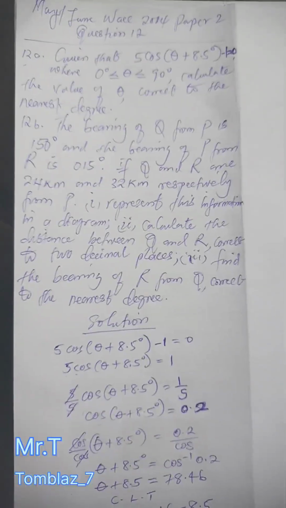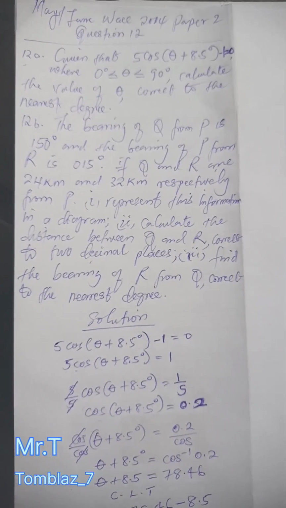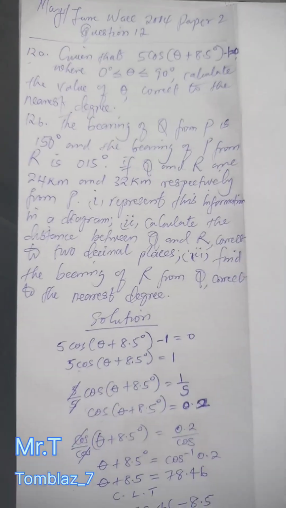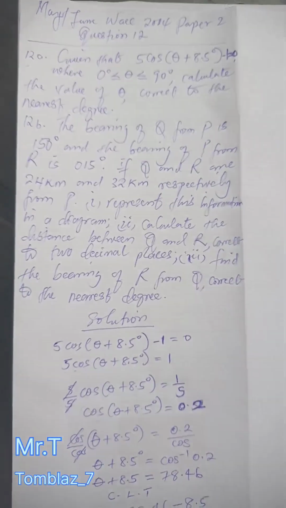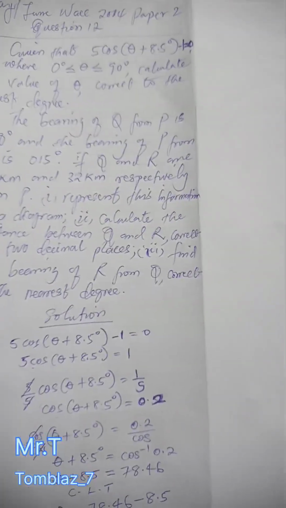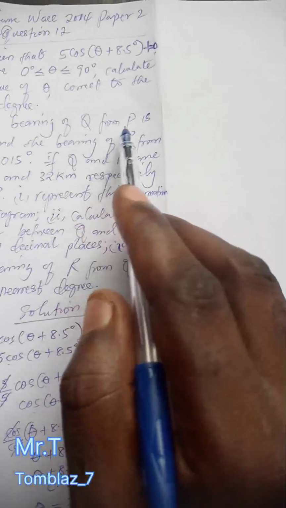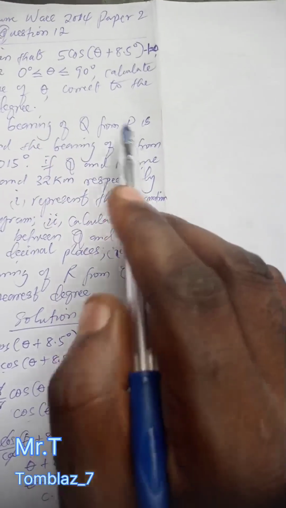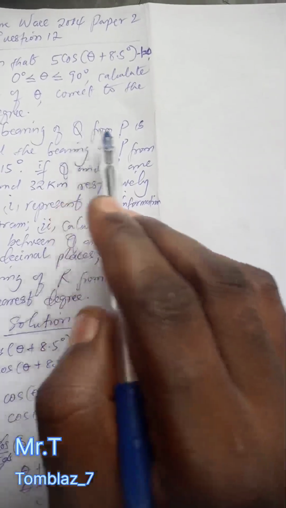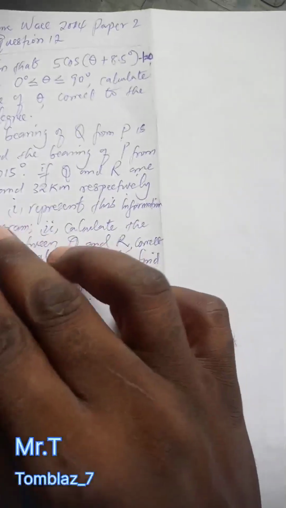Alright, welcome back to the second question. The second question said the bearing of Q from P is 150. The bearing of Q from P is 150. That means we have P already. We are taking Q from P, covering 150 degrees.